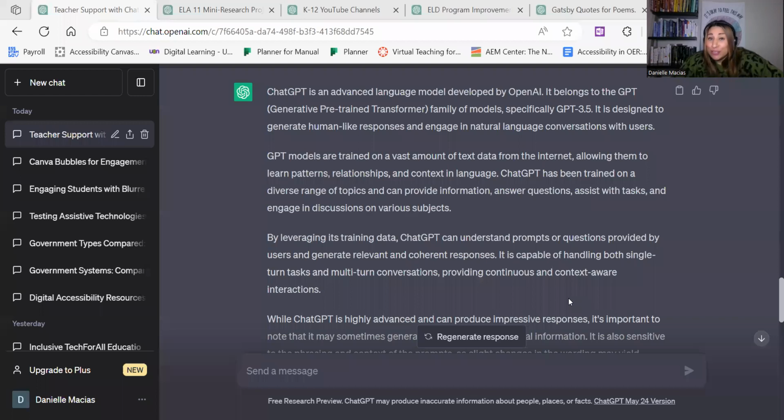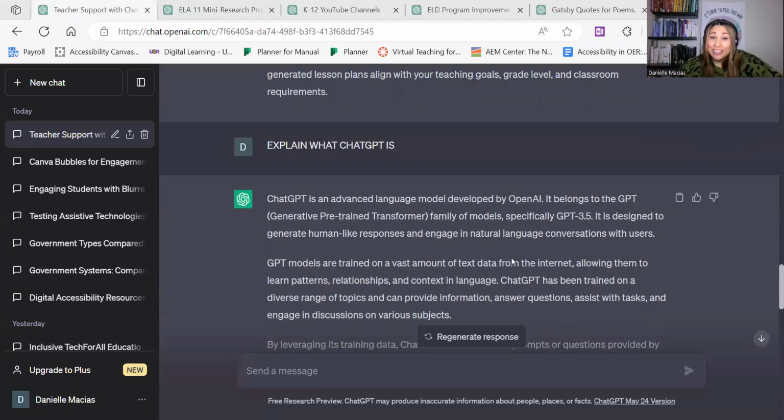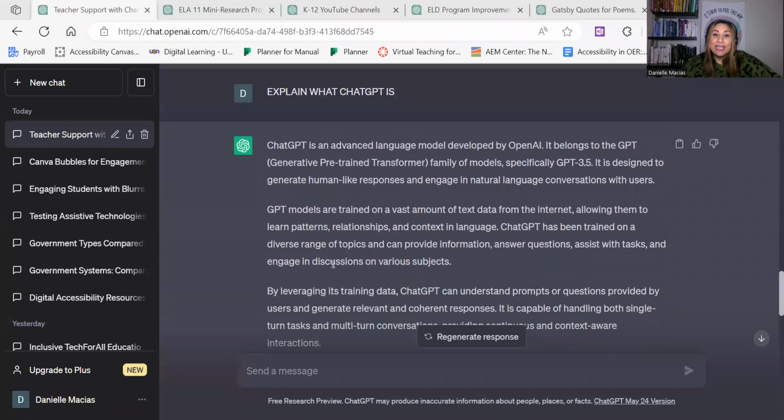So I thought that the best way to introduce you to ChatGPT would be for ChatGPT to introduce itself to us. So according to ChatGPT, ChatGPT is an advanced language model developed by OpenAI, and it is a model that is trained on a vast amount of text data from the internet, and it learns and recognizes patterns. It learns relationships, context, and language. It's been trained on a diverse range of topics and can provide information, answer questions, assist with tasks, and engage in discussions on various subjects.